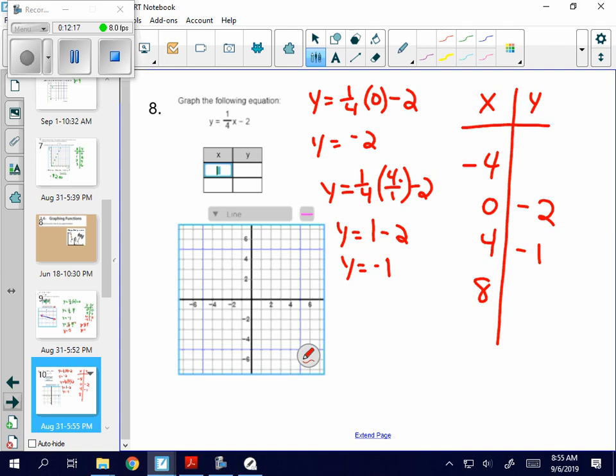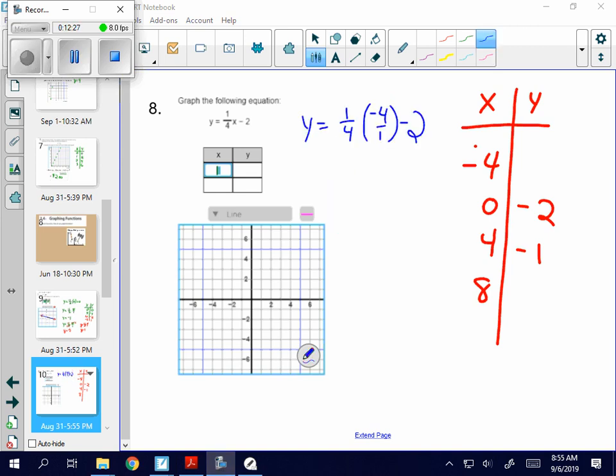Why don't we go back and plug in negative 4? You do so on your paper. Pause the video and compare with mine. So when I plug in negative 4, the 4's cancel, but don't lose track of that negative, and we get a negative 1 minus 2, which is a negative 3. When we plugged in negative 4, out came negative 3.